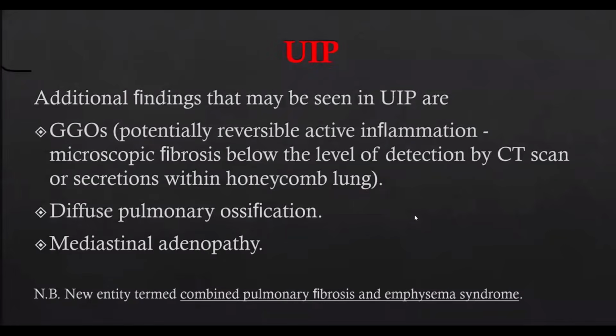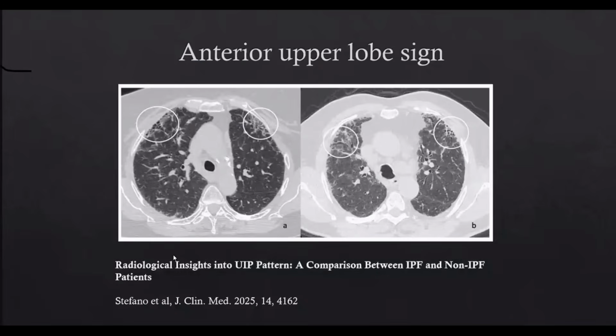UIP can show some additional findings, sometimes ground glass opacities, but it's not the main feature. Diffuse pulmonary ossification and mediastinal lymphadenopathy. Sometimes we can see combined pulmonary fibrosis and emphysema syndrome. We saw this one in one of our cases.